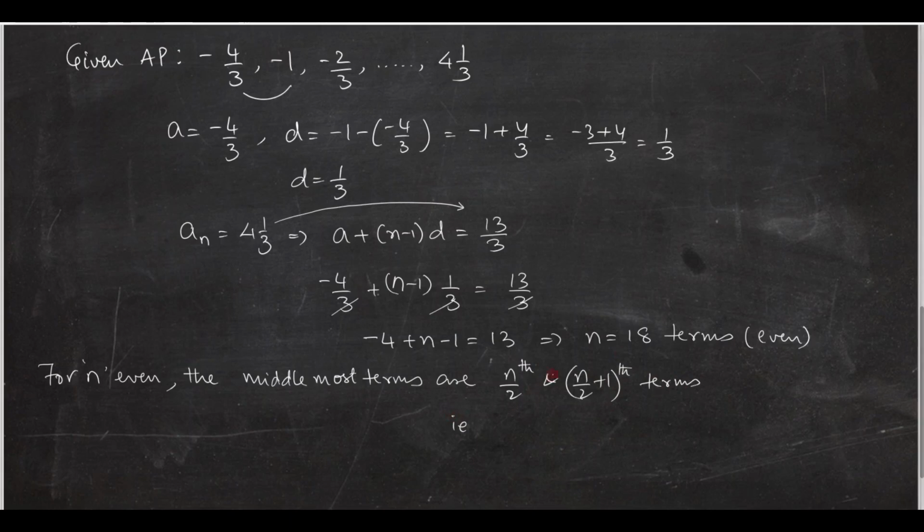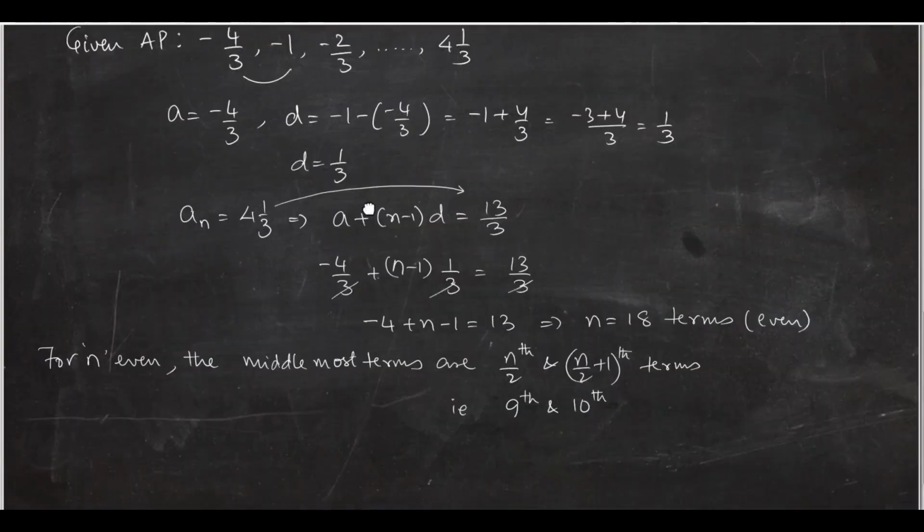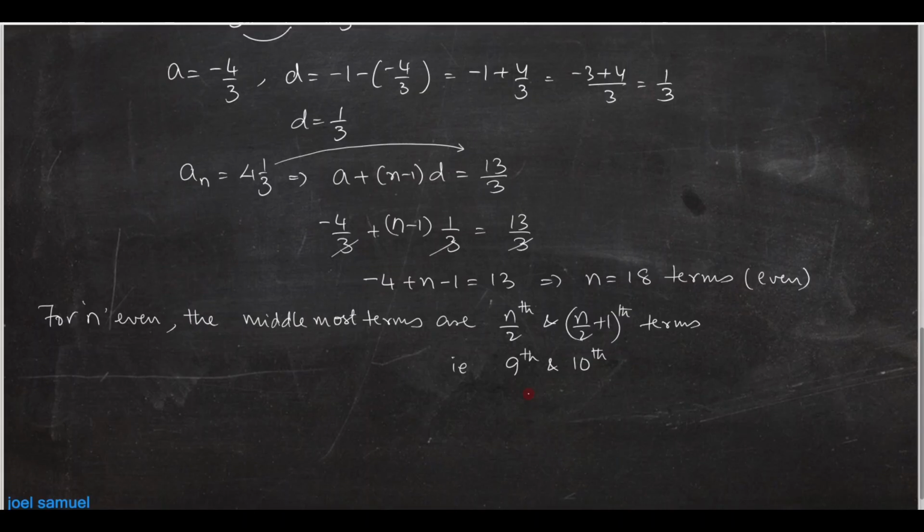That is, n by 2 means this will become the 9th term and the immediate next one. So the question is asking us to find the sum of those two terms. So we need to find A9 plus A10.